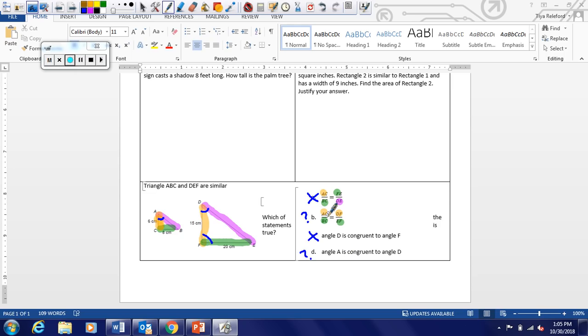If you look at B, AC is on the small, DF is on the large, BC is small, EF is large, angle A and angle D are exactly the same. I think this one has two answers. I know they're not supposed to, but I'm pretty sure they're both the same.